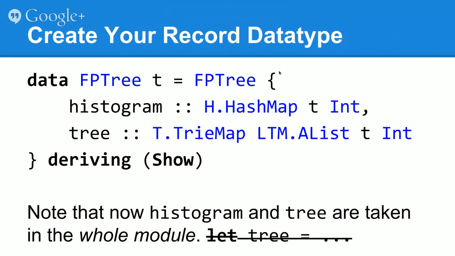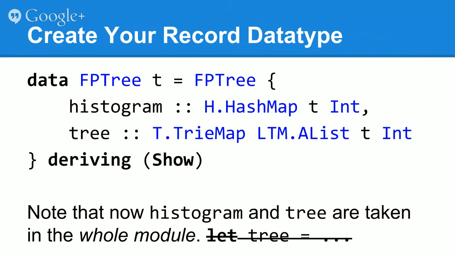Let's see. So we need to create your record data type. In other words, this is what you're going to be passing around between your functions. It's basically just a wrapper for the parts of your frequent pattern tree. Now, there are tuple data types as well. But in this case, I chose a record data type, so you can call the fields of it histogram and tree. The deriving part at the end will give you a nice, pretty way of showing the content.